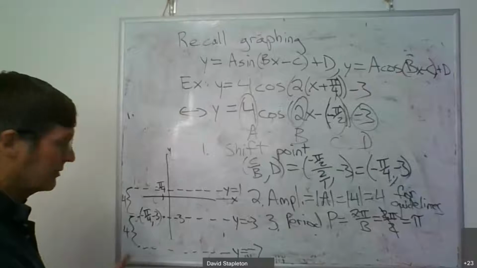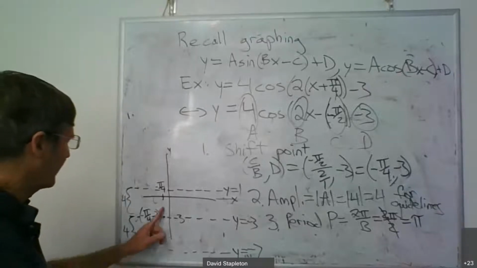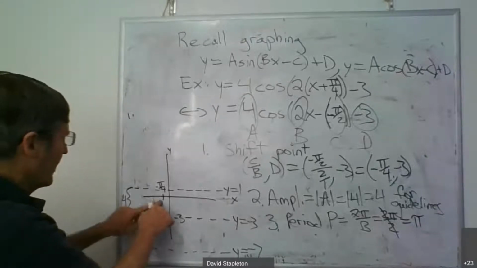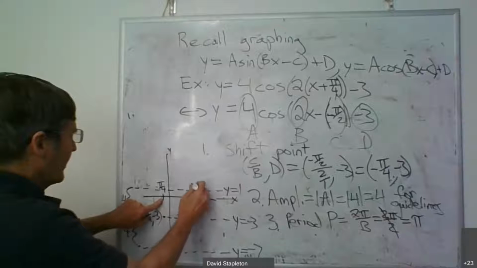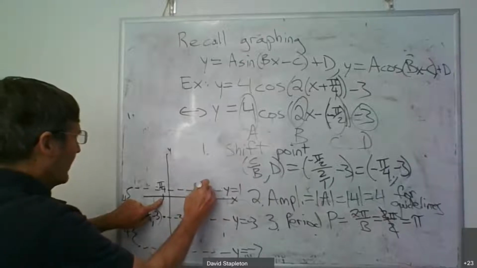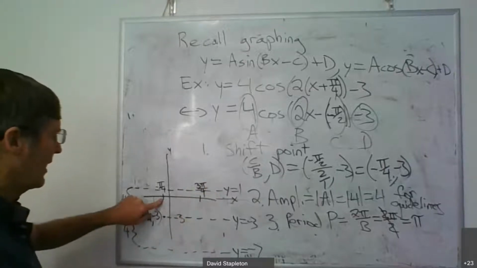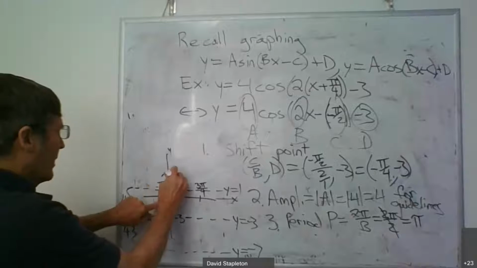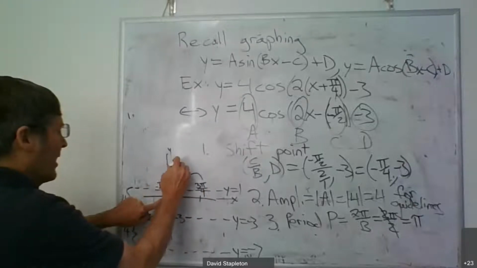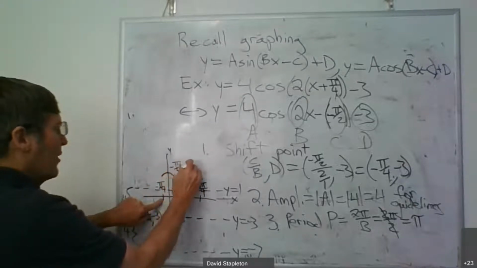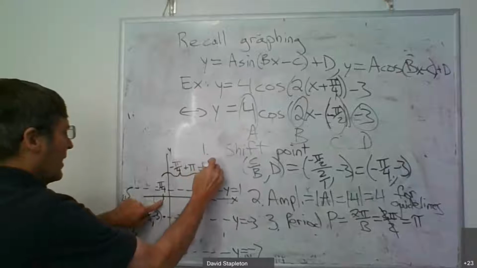All right, so now I know something. I can go over here pi units. If this is at minus pi over 4, I go over 1 period to 3 pi over 4, right? That's 1 period later. I just take minus pi over 4, the shift point, add the period to it, and I get 3 pi over 4. Okay?